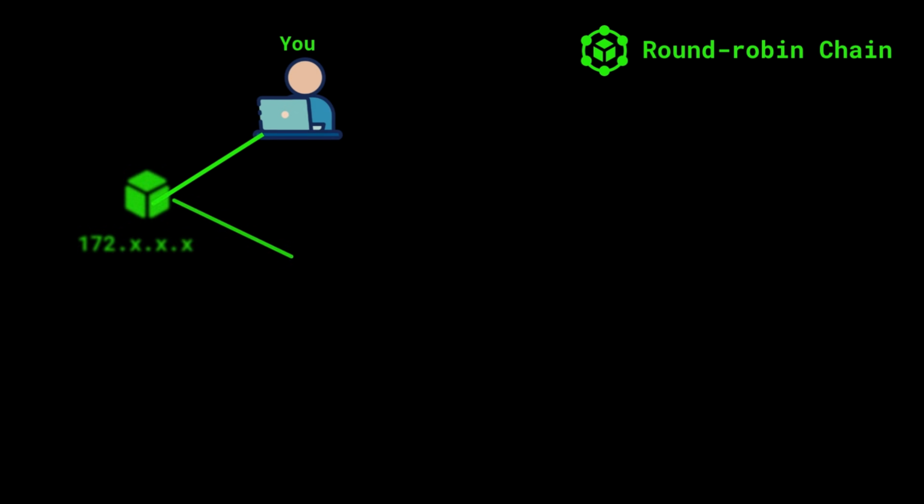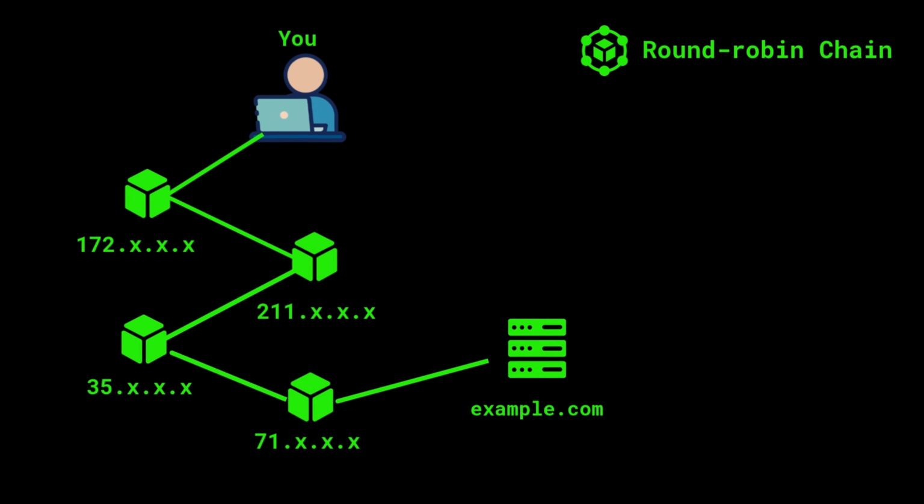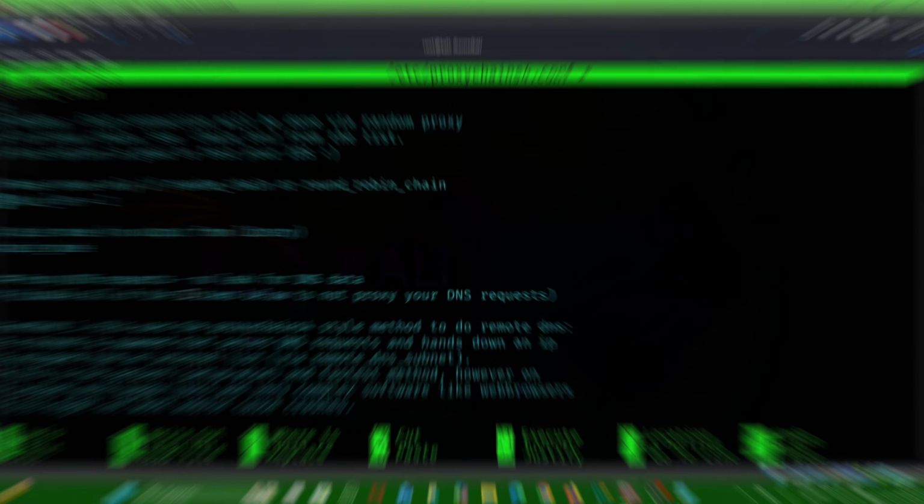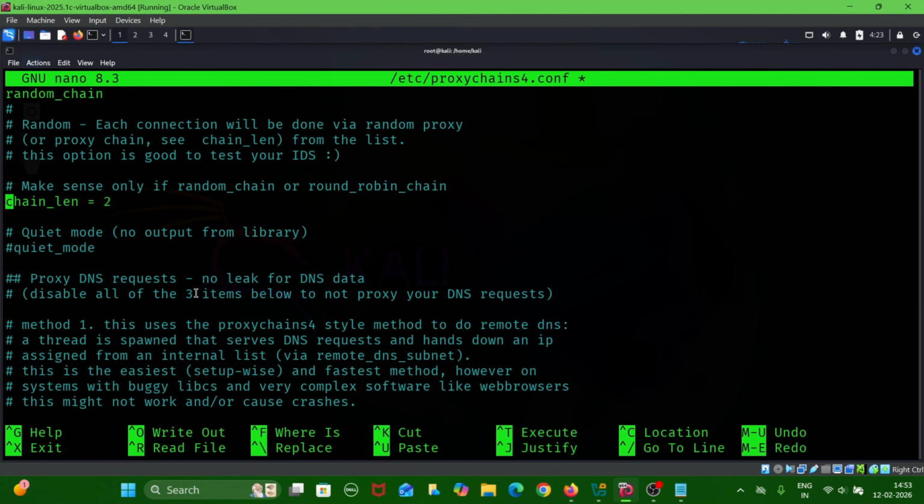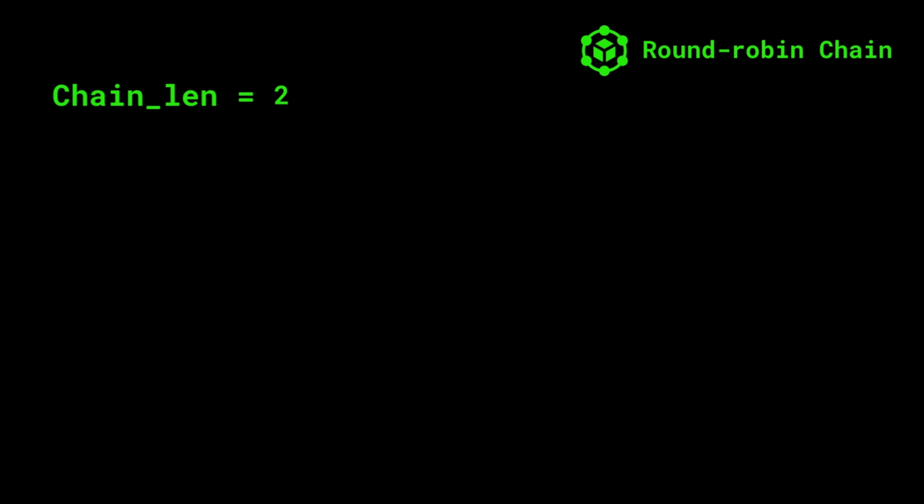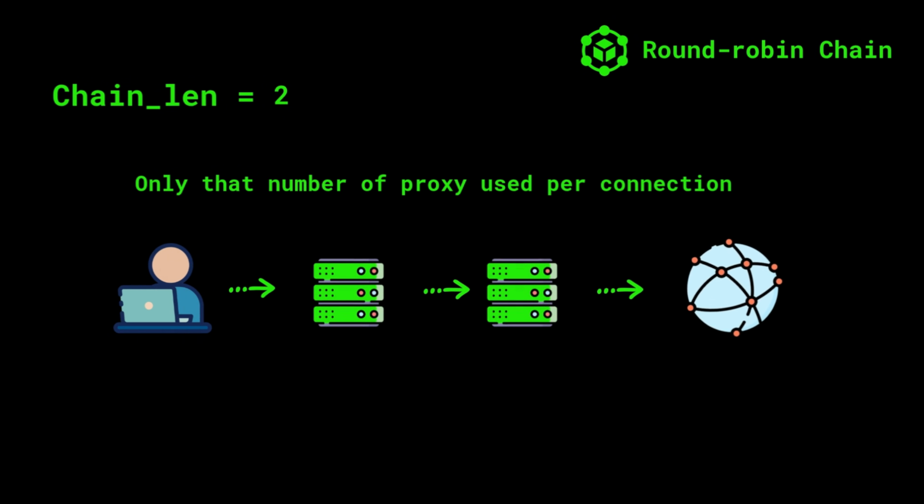Round robin distributes each new connection across your proxy list one by one, good for load balancing. It looks similar to strict chain, but it is not. The difference appears when you enable the chain length option in the config file. After enabling the chain length, the default value is 2. ProxyChains will use only that number of proxies per connection.